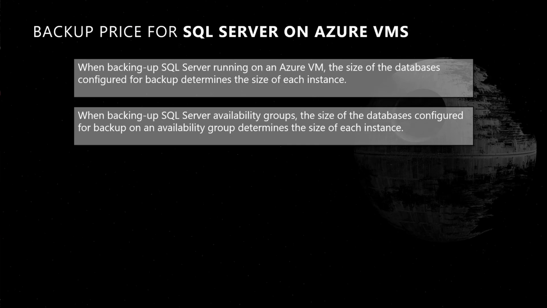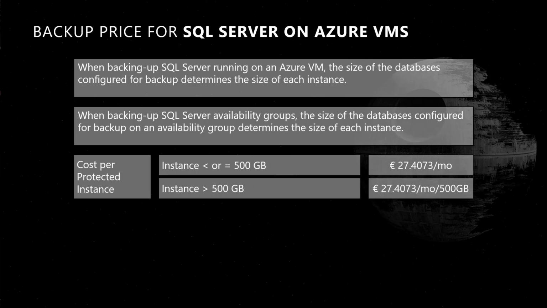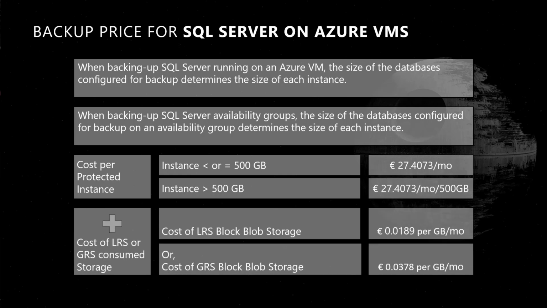The pricing for backing up SQL Server running on an Azure VM is quite different because you pay for the size of the databases configured for backup or for the size of the database in an availability group. The price is around 27 euros for a database less than 500 gigabytes. And for every instance greater than 500 gigabytes, you pay an extra 27 euros for every extra 500 gigabytes. And of course, also there, don't forget to calculate the storage costs.